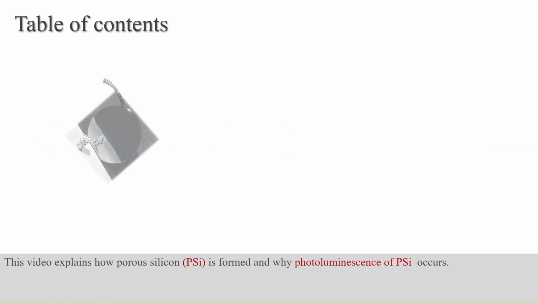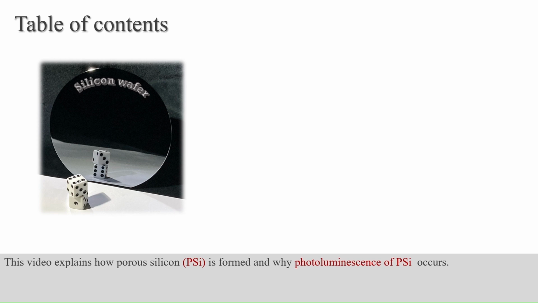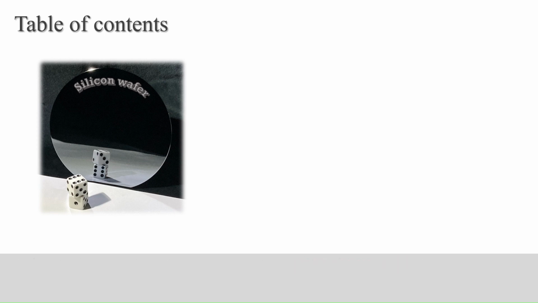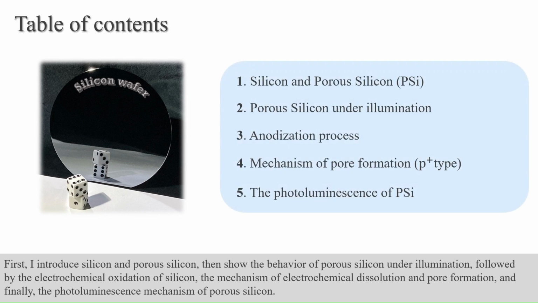This video explains how porous silicon is formed and why photoluminescence of porous silicon occurs. First, I introduce silicon and porous silicon, then show the behavior of porous silicon under illumination, followed by the electrochemical oxidation of silicon, the mechanism of electrochemical dissolution and pore formation, and finally, the photoluminescence mechanism of porous silicon.